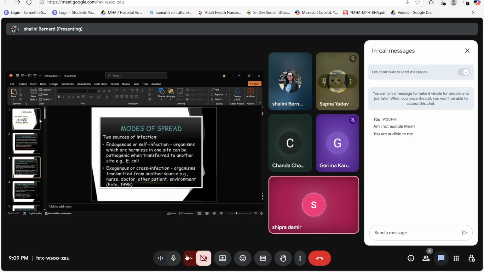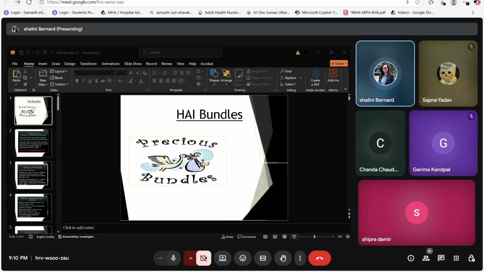Hospital acquired infection and healthcare associated infection and the prevention.